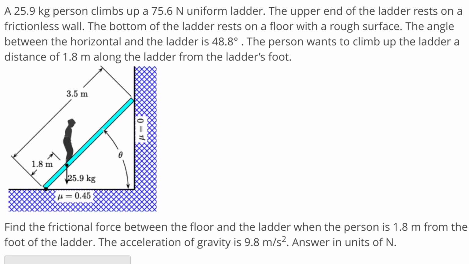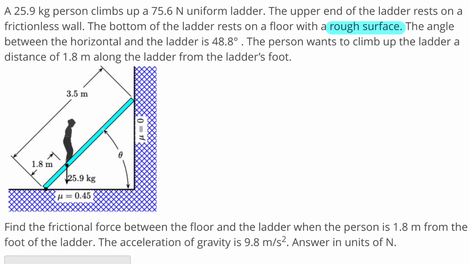So one thing I want to mention before we move on to the question is that the rough surface means there's friction. That's all it means, and that's why you have the coefficient of friction over here. Find the frictional force between the floor and the ladder when the person is 1.8 meters from the foot of the ladder. The acceleration of gravity is 9.8 meters per second squared. Answer in units of newtons.